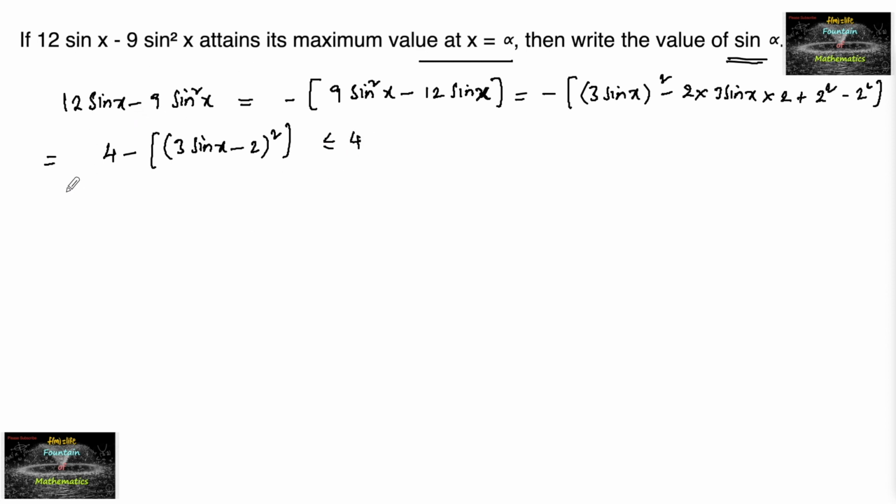So which implies that the maximum value is obtained at, therefore 12 sin x minus 9 sin square x has maximum value 4.